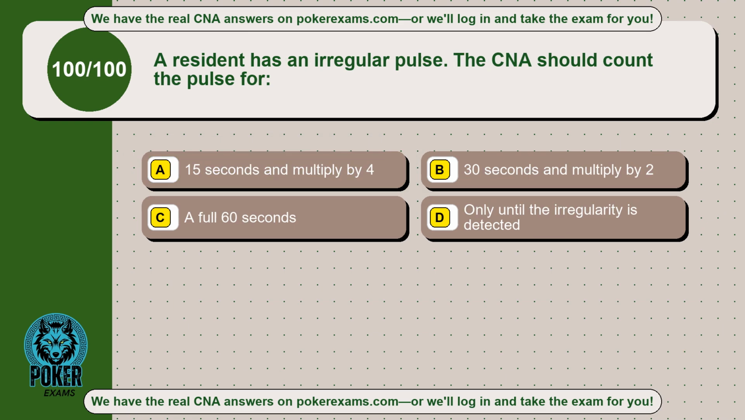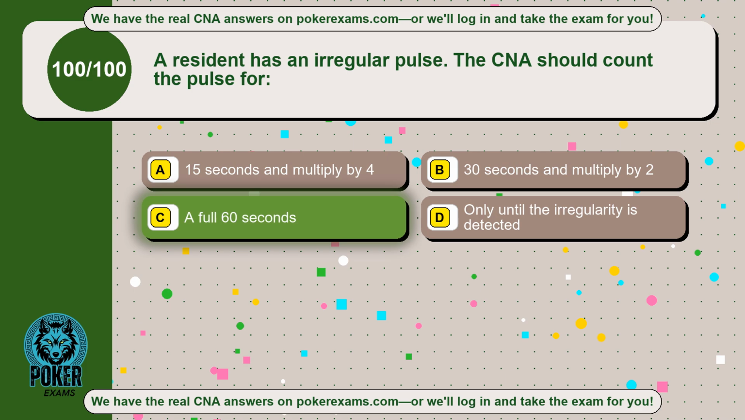Question 100. A resident has an irregular pulse. The CNA should count the pulse for: Option A. 15 seconds and multiply by 4. Option B. 30 seconds and multiply by 2. Option C. A full 60 seconds. Option D. Only until the irregularity is detected.